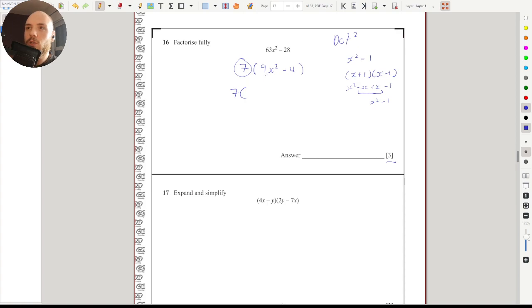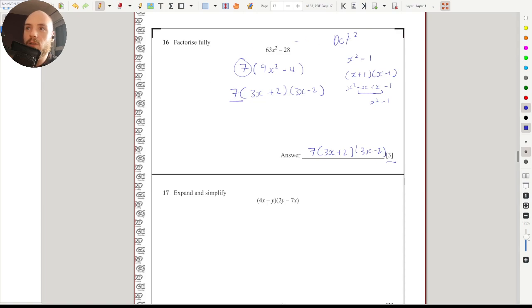Okay, so what you'll do is you'll always just write the square root of the number. So in our case, it's just 3, because the square root of 9 is 3, and the square root of 4 is 2. So it'll be (3x plus 2)(3x minus 2). Okay, and that would be our full answer. Now make sure that you're keeping that 7 in. That 7 is where you're getting the extra mark.